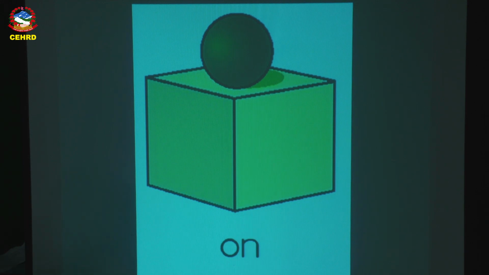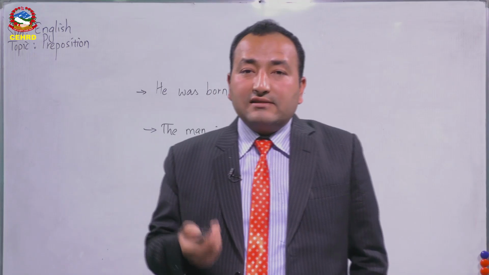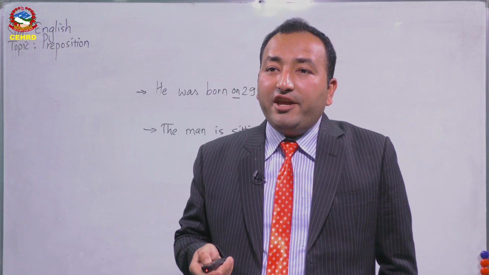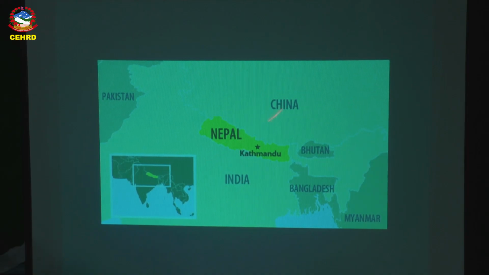So next, you can see another picture. There is a map of Nepal, there is China, there is India. Now let me ask you a question. Where is Nepal? Where does Nepal lie? Nepal lies between India and China. Why "between"? Because there are two, China and India. So Nepal is between China and India.